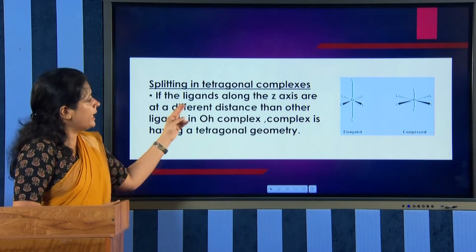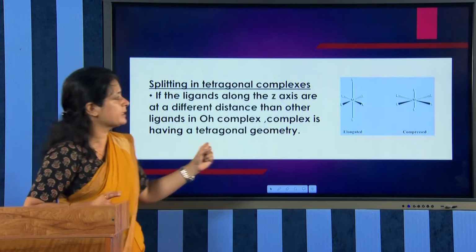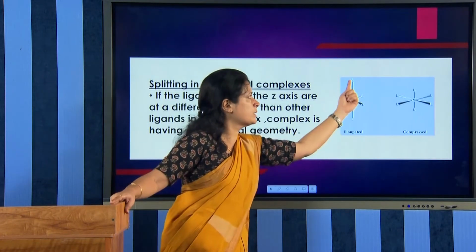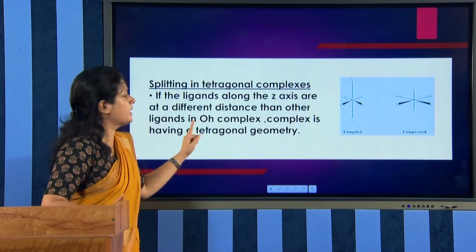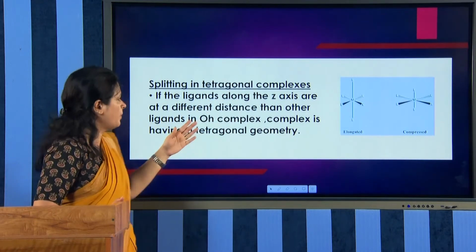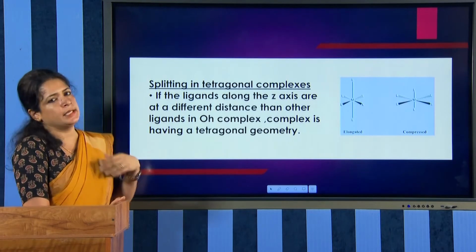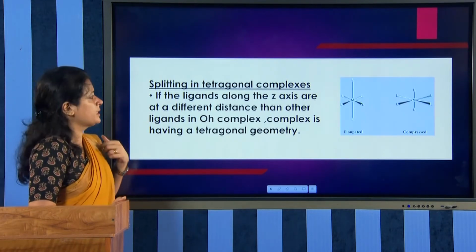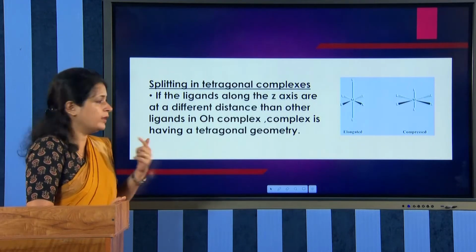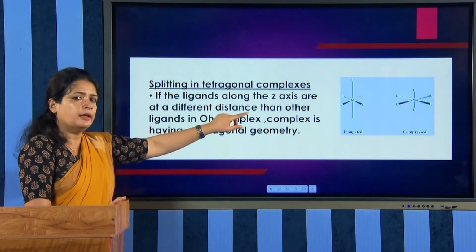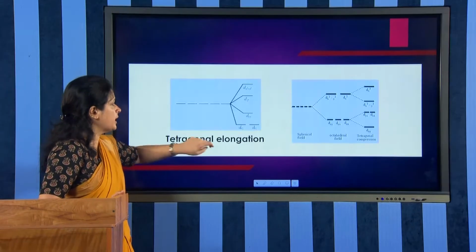So if the ligands along the z-axis are at a different distance, the ligands along the z-axis, these two, then that complex is said to be a tetragonal complex. And this tetragonal crystal field splitting is also different, because the metal-ligand distance is different in this case. Both the cases you can see.